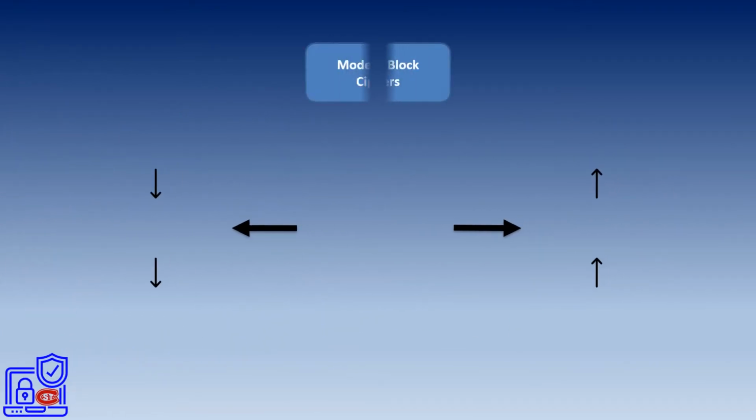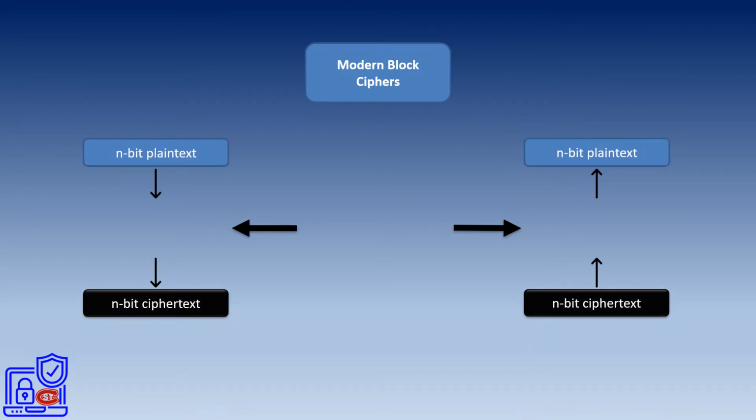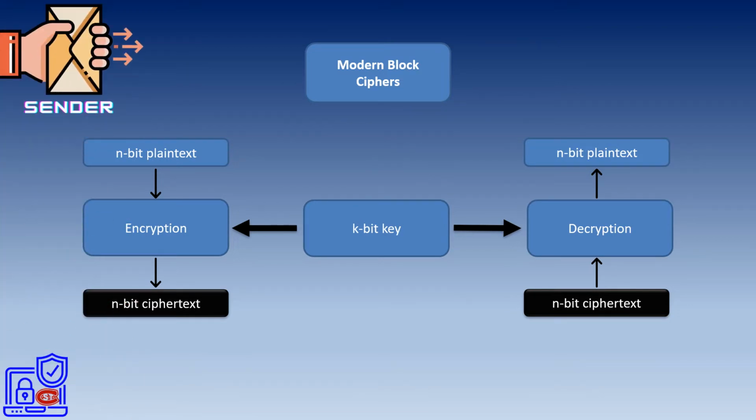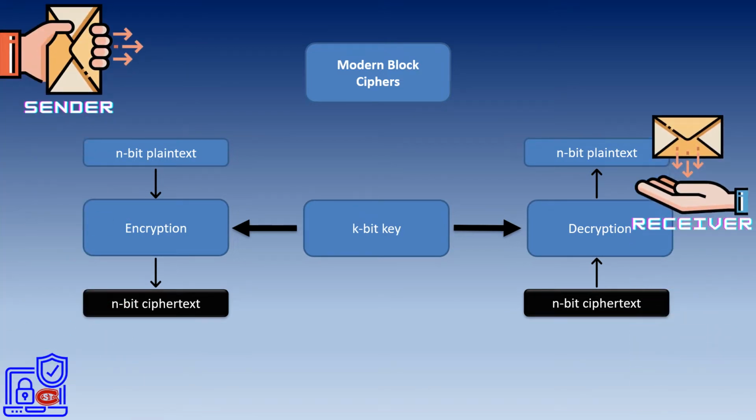A modern block cipher is a cipher that encrypts an n-bit block of plain text and decrypts an n-bit block of ciphertext. For encryption or decryption, a modern block cipher facilitates a k-bit key. The decryption algorithm needs to be the inverse of the encryption algorithm, and both operations must use the same secret key.